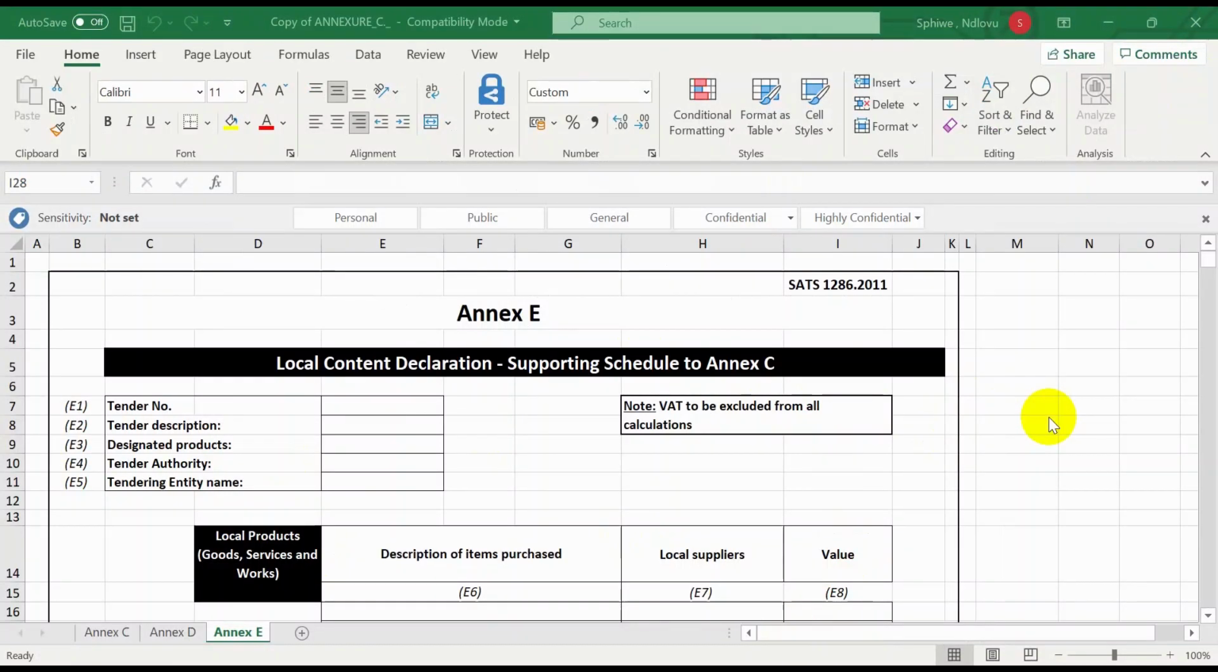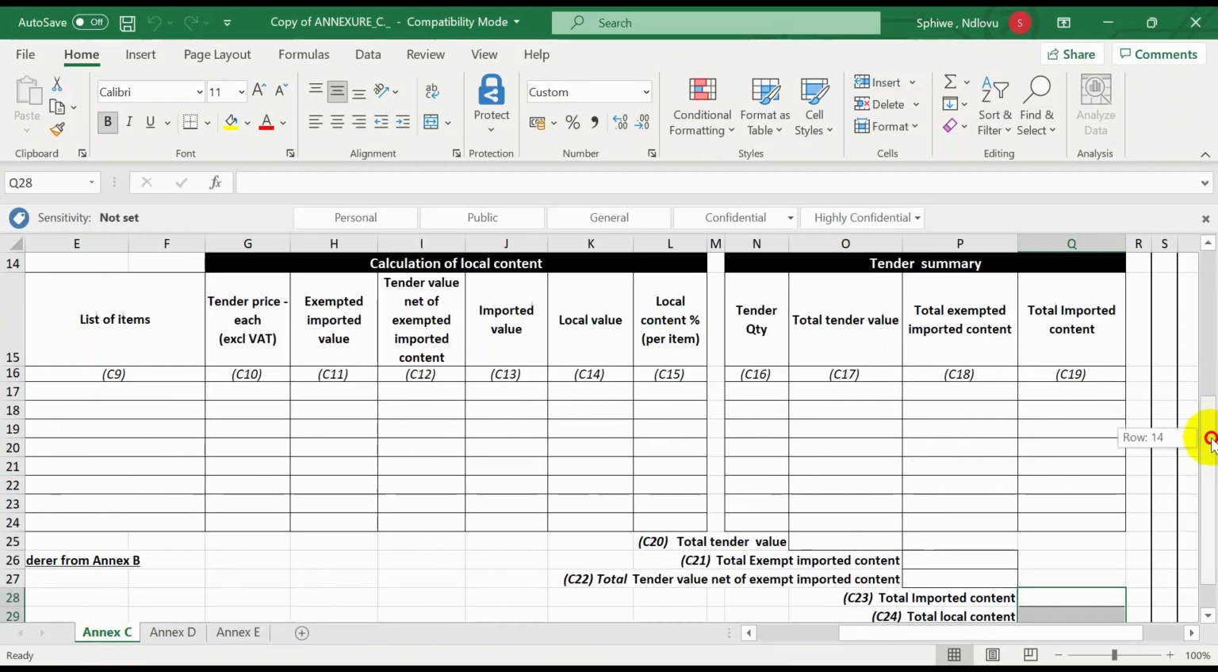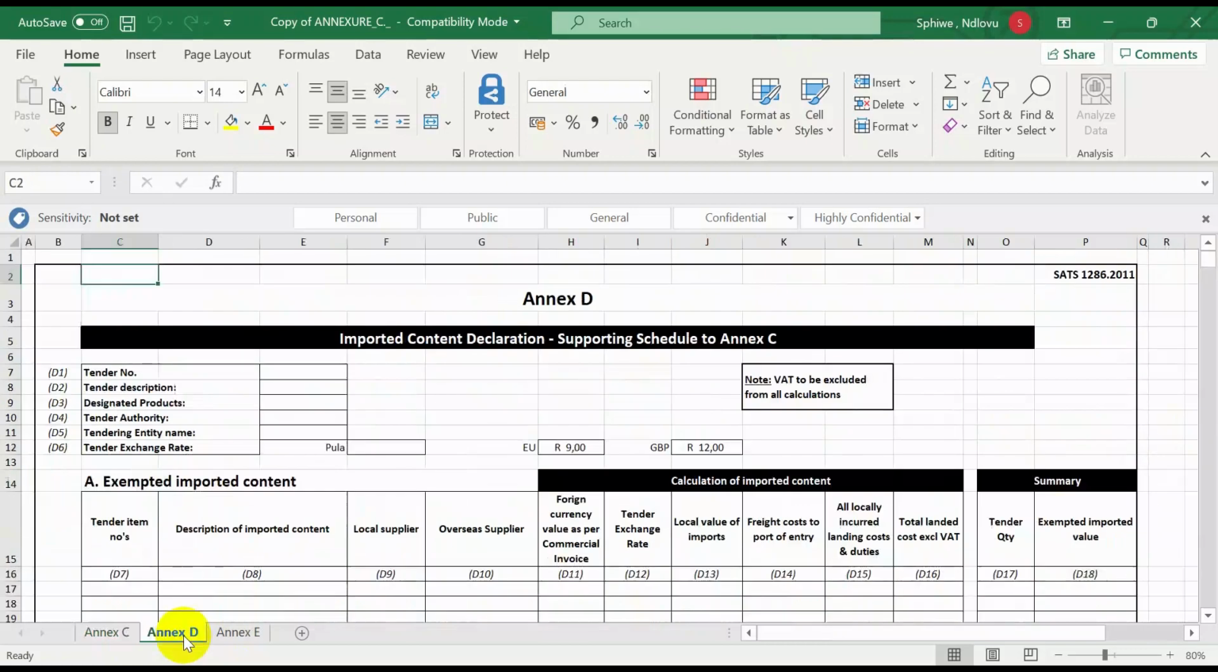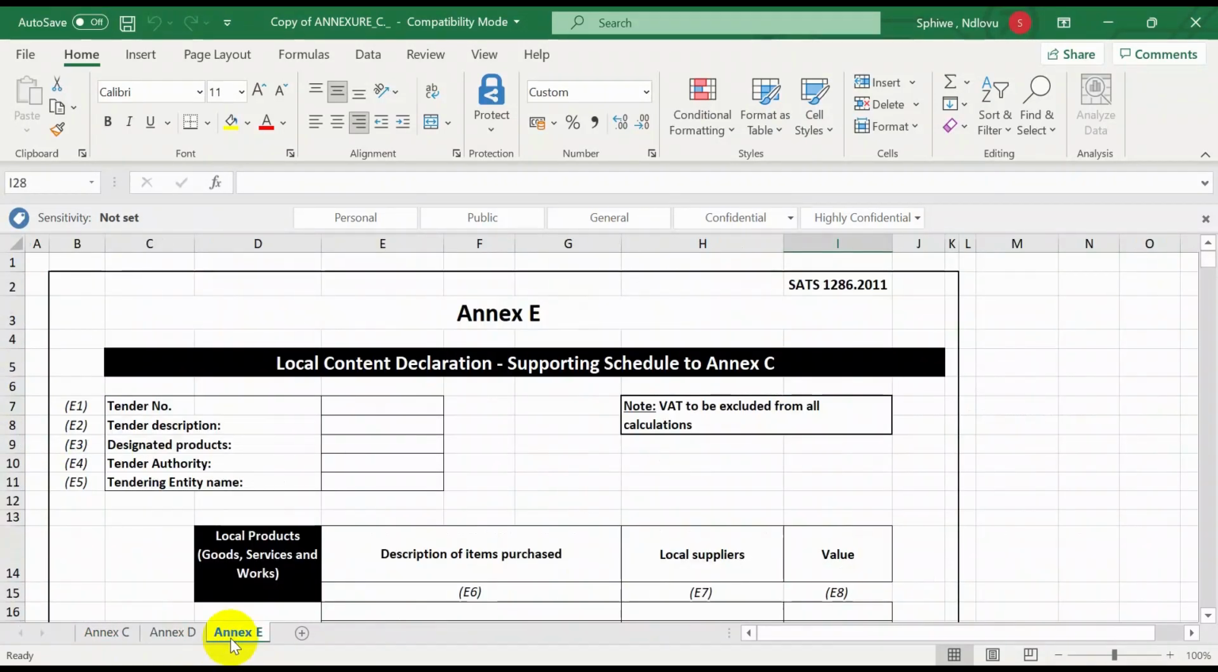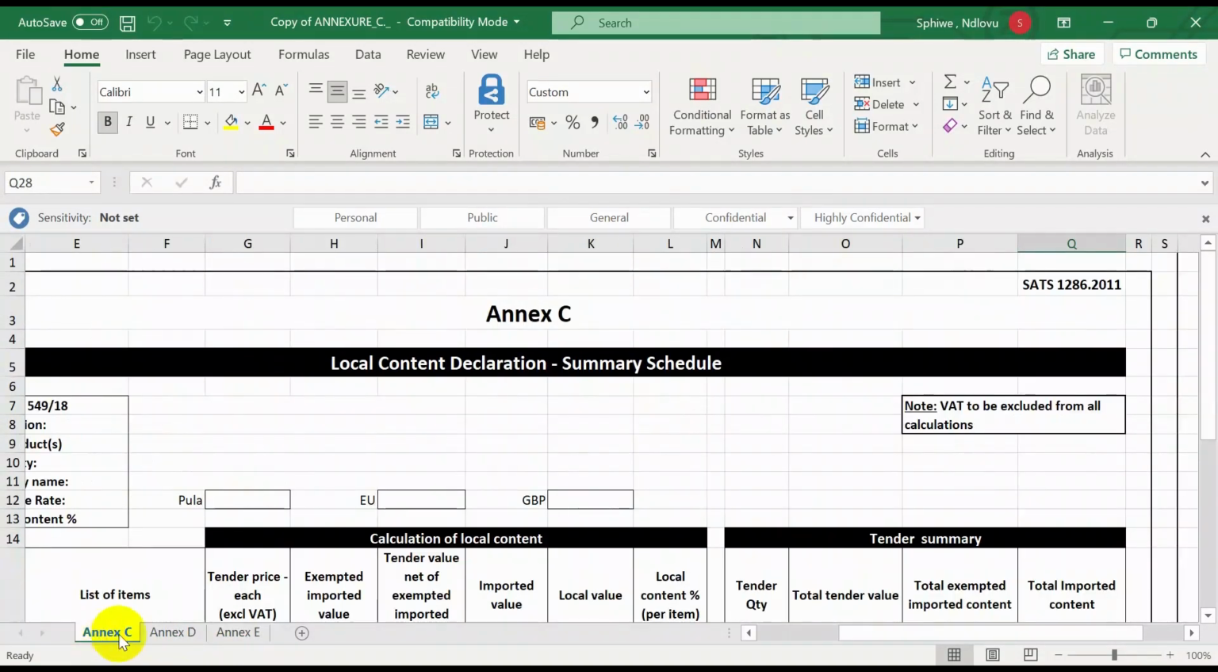Moving along to the annexures. We have 3 annexures: Annexure C, Annexure D, and Annexure E. Annexure C is a summary of Annexure D and E. Therefore, you will not be able to complete Annexure C without having dealt with Annexure D and Annexure E first. So you need to do these 2 annexures before you can go to Annexure C. And Annexure C is the one that you will be submitting together with your tender documentation.